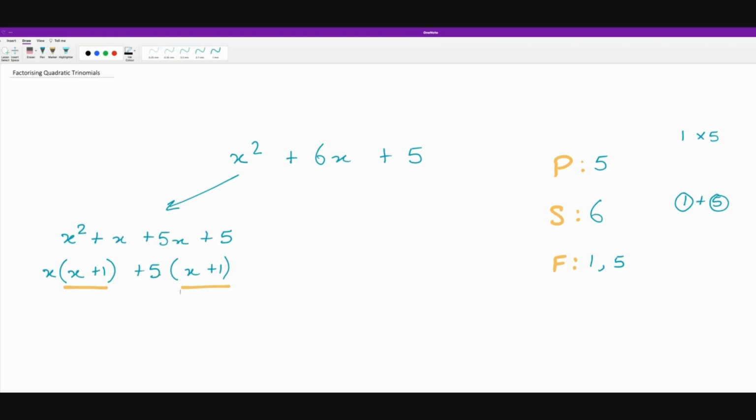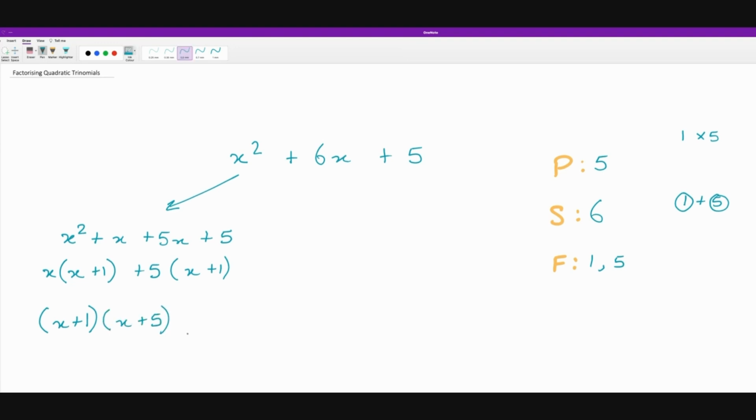This is what we want, because when you have this repeating group, you can actually take this out as a factor. So what it would look like, you would have x plus 1 as a factor on its own, and whatever's remaining, in this case x and plus 5, become another bracket.